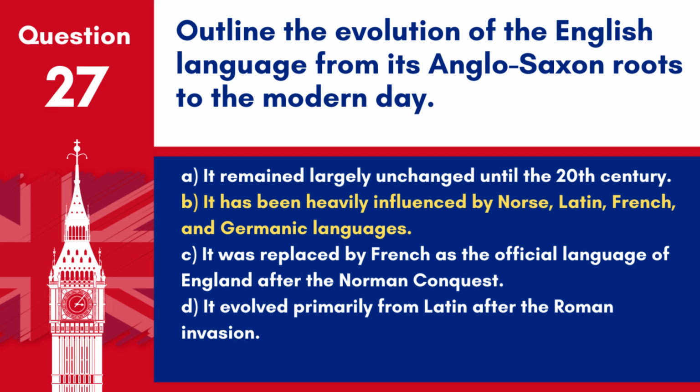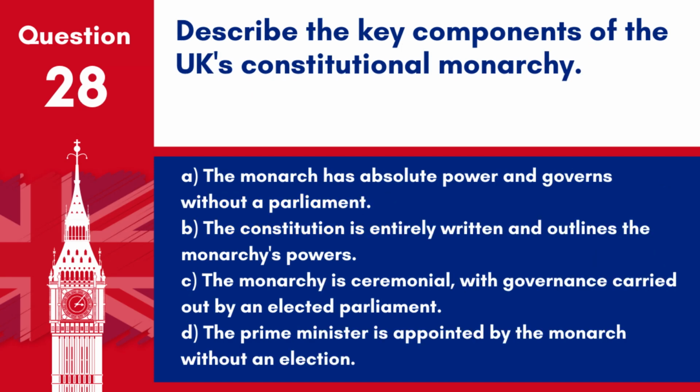The English language has evolved significantly over the centuries, incorporating elements from various languages through conquest, trade, and cultural exchange. Question 28. Describe the key components of the UK's constitutional monarchy.